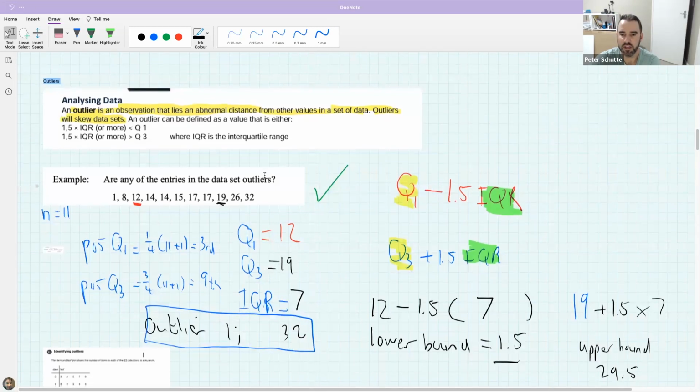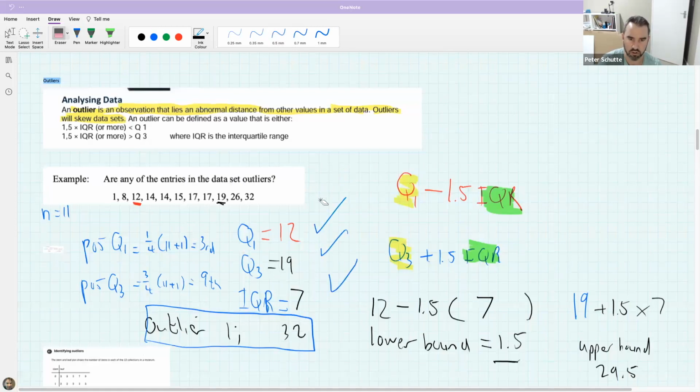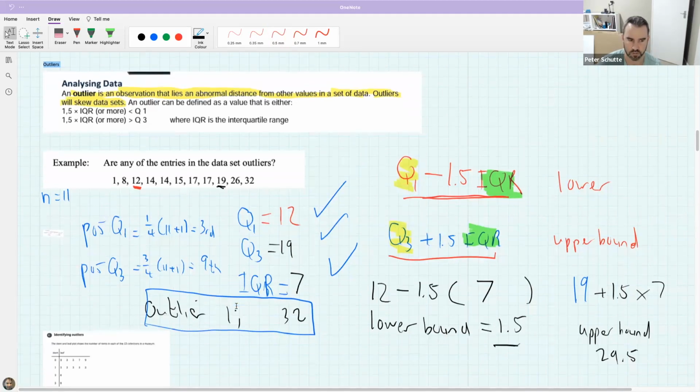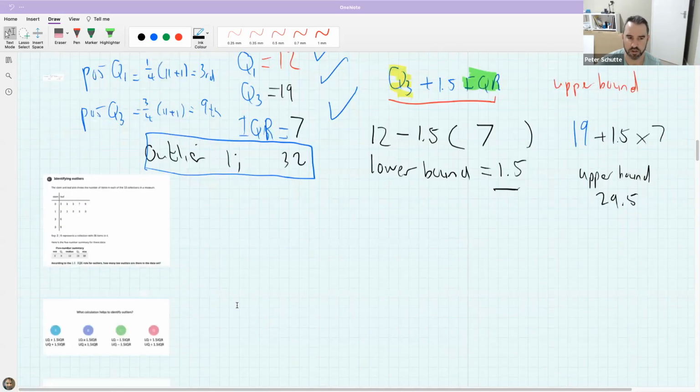So if you are unsure, just re-watch this part of the video. You'll see that you're just basically calculating Q1, Q3, and the interquartile range. So you get those three values, and then you're just applying this formula to get a lower bound. And then you're applying this formula to get an upper bound. Okay. And if something's above the upper bound, it's an outlier. If something's below the lower bound, it's an outlier. Okay. We'll come back and do another one in this unit.